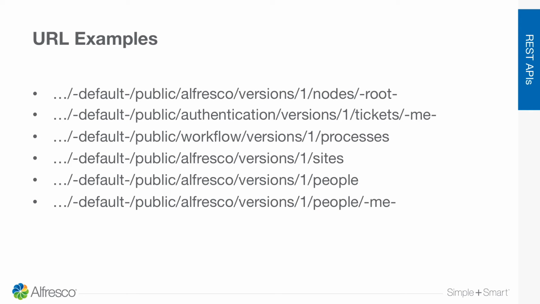Here we see some examples of the different URLs of the APIs. In the first one, we're requesting the root node, which is an alias that ties in with company home, so we'll get one node back, which will be company home. The second one, we get the authentication tickets for -me-, which is again an alias for the current logged in user. The next one, we're getting a list of processes, then a list of sites, a list of people, and the currently logged in user.